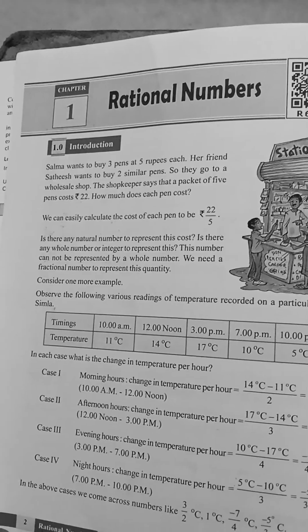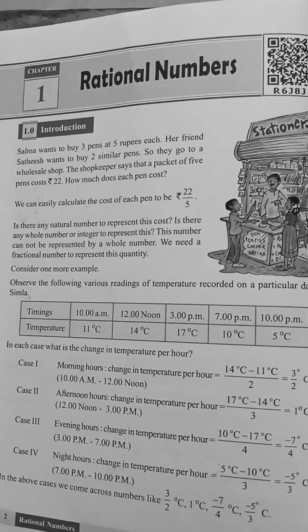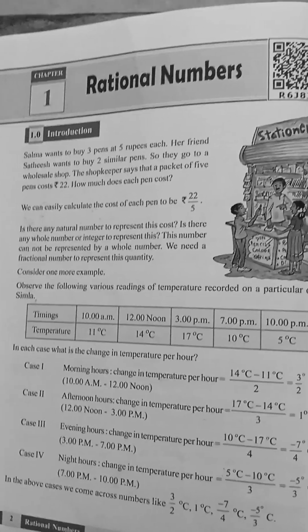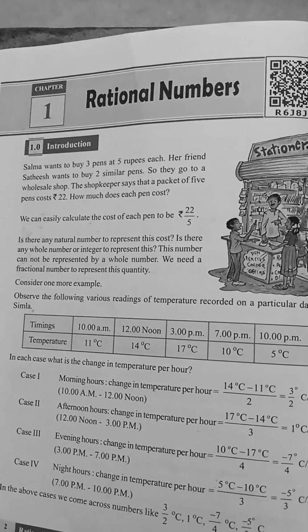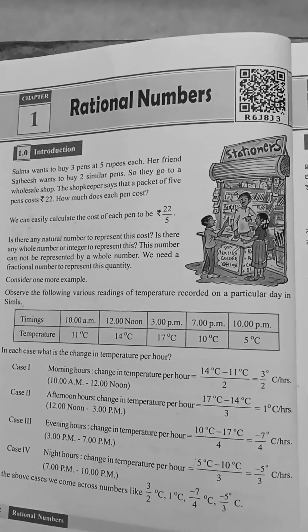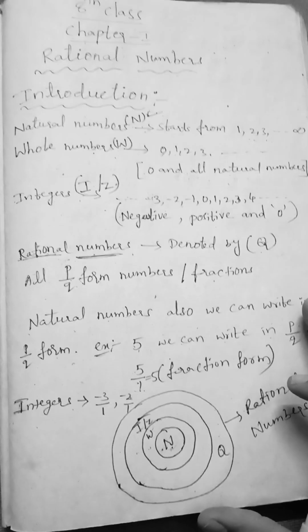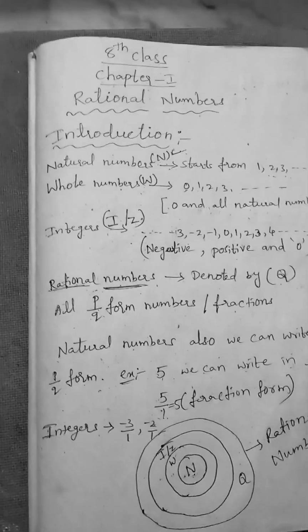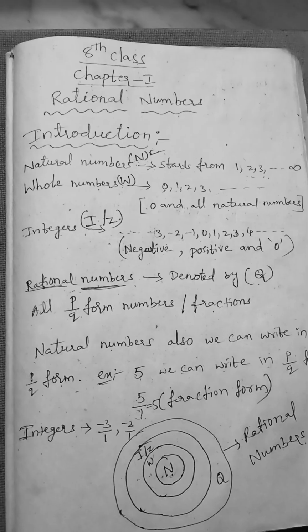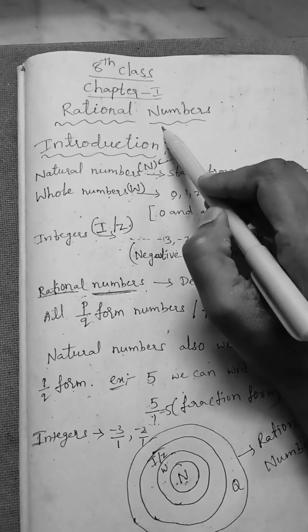And how can you know about fractions? Like 22 by 5 is there, no? So that is called rational numbers. So before rational numbers, first we have to know the basics, what are the numbers we have. Before rational numbers, we have to know some basic topics. That is the 8th class chapter 1, rational numbers.